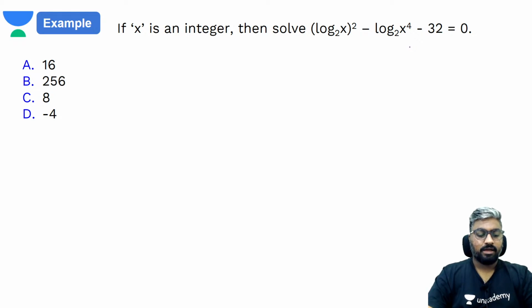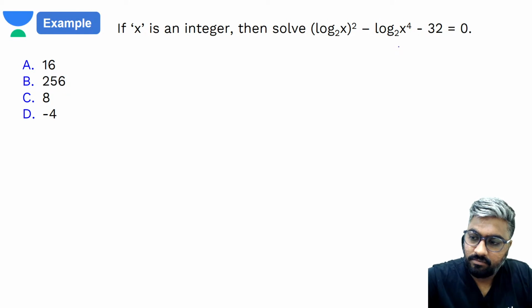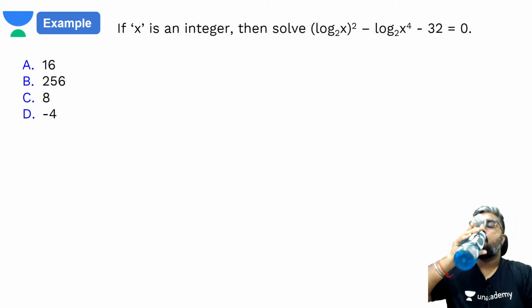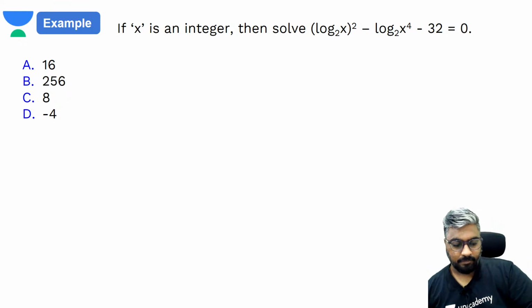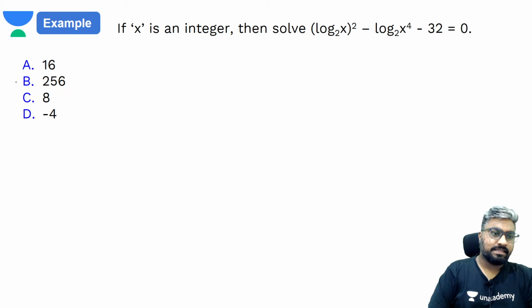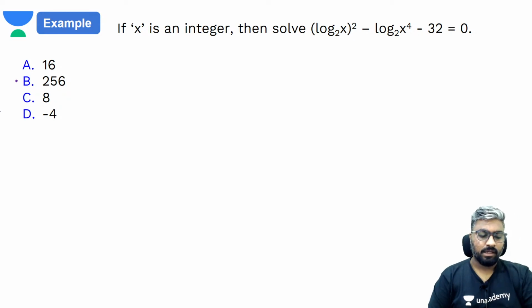Let's see how many of y'all can try this out. Hi Ajay, welcome. Hi Shreyashi, good afternoon. Okay, CN is saying B, 256. How about others?